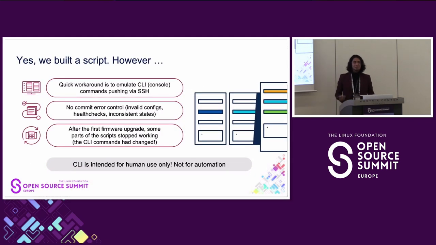Of course, we built a script. It was just a quick workaround. We used some libraries that helped us emulate this input of CLI commands. It was some sort of middleman between us and the network devices. What happened there? It was just mimicking that CLI input, like, hey, get into this interface, put this and this and that, commit, that's it. Let's go to the next device, and the next one, and the next one, and the next one.